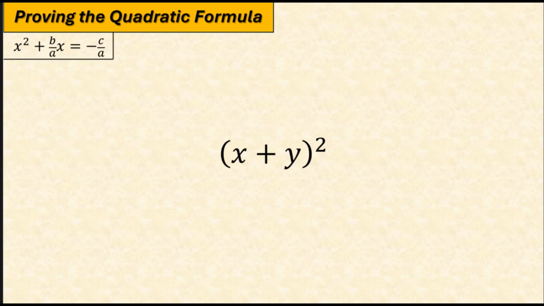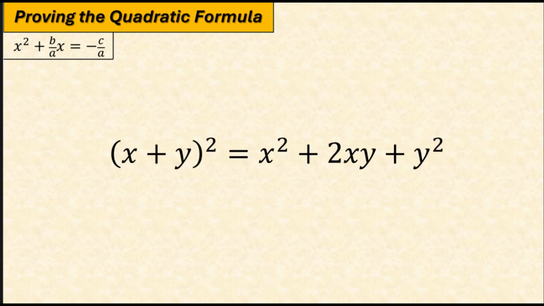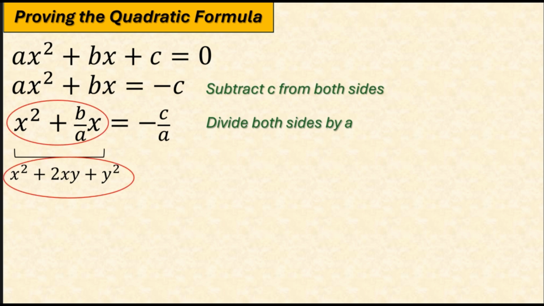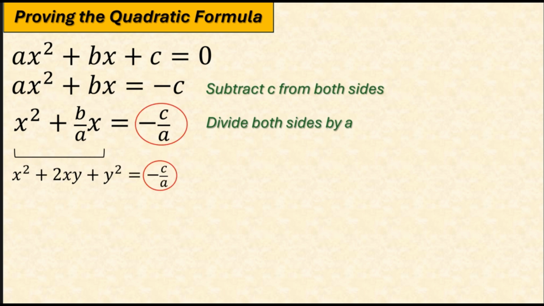We're trying to rewrite it as x plus y squared, which can be expanded to equal x squared plus 2xy plus y squared. Going back to what we had before, we find that we are trying to rewrite what we have on the left as x squared plus 2xy plus y squared, where we have not yet defined what y is. Since these two are said to be equal to each other, and the first is equal to negative c over a, we can write that the second is also equal to negative c over a.